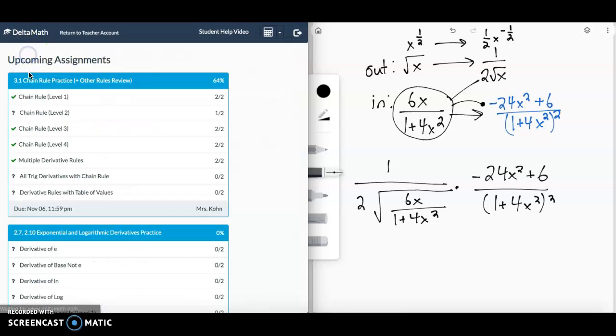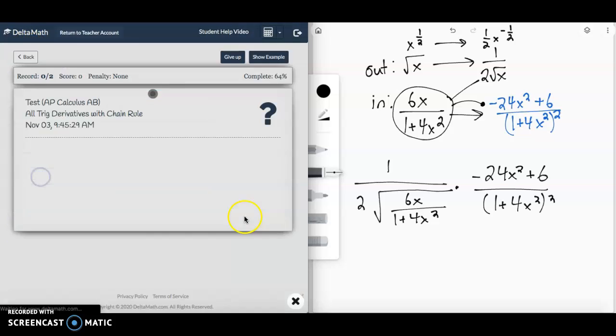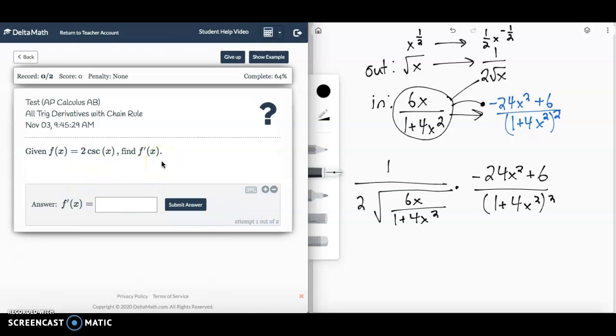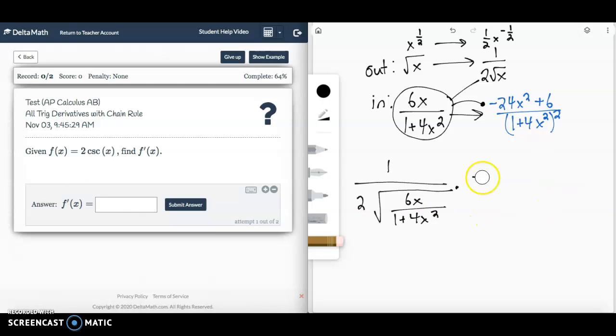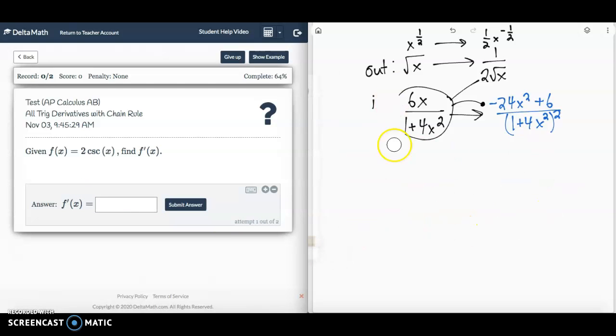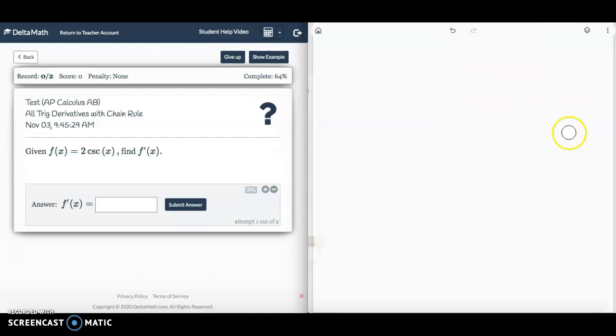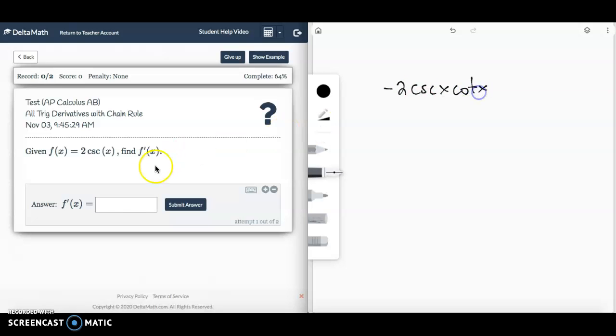Yikes. All right, let's go ahead and look at trig derivatives with chain rule. Oh, some of these you don't even need to use chain rule for, but I think it's because I make you memorize all of the trig derivatives, and they don't necessarily need you to memorize all of them. So I guess this would be good practice in general. So cosecant is one of the ones you have to memorize. So the derivative of cosecant is negative cosecant cotangent. So this derivative would just be negative 2 cosecant cotangent.